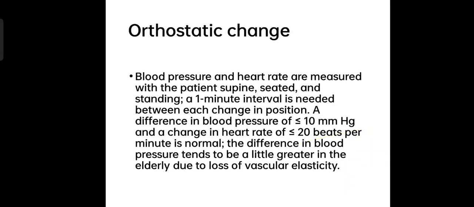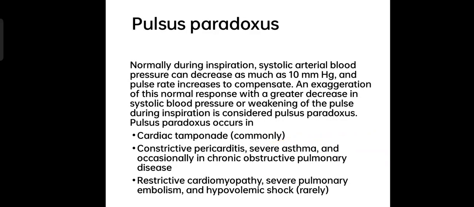Orthostatic changes. Blood pressure and heart rate are measured with the patient supine, seated, and standing. A 1 minute interval is needed between each change in position. A difference in blood pressure of less than 10 mmHg and a change in heart rate of less than 20 beats per minute is considered normal. The difference in the blood pressure tends to be a little greater in the elderly due to loss of vascular elasticity.